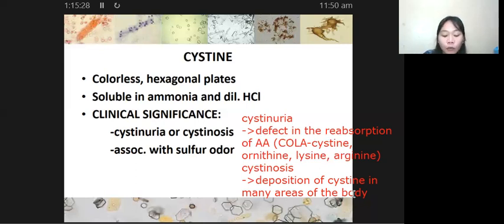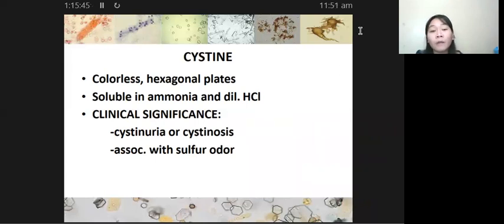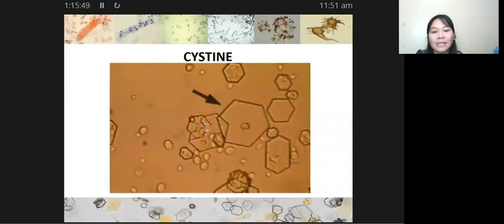There are two tests that we can perform to determine the presence of cysteine in urine: the cyanide nitroprusside reaction and the Sullivan test. Those are the things that you have to remember for your cysteine. Under the microscope, it will appear like this: colorless hexagonal plates. So that is your cysteine.